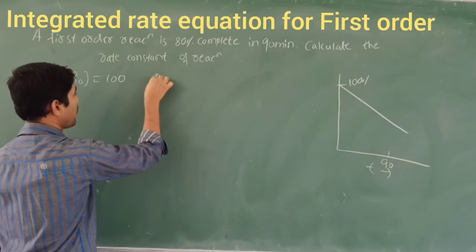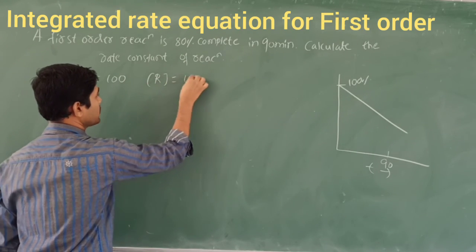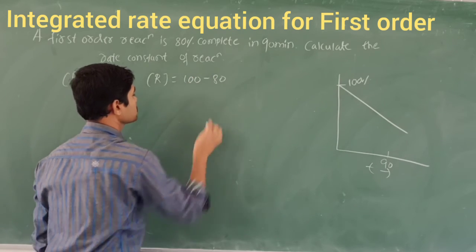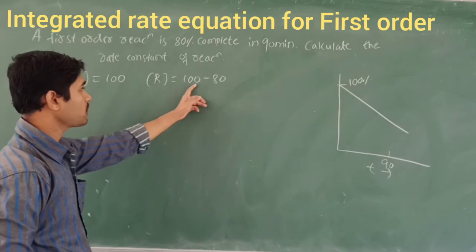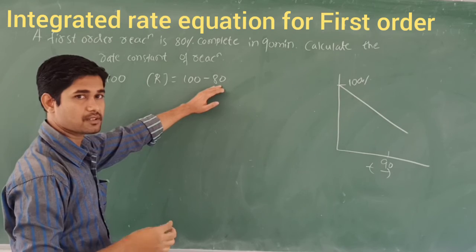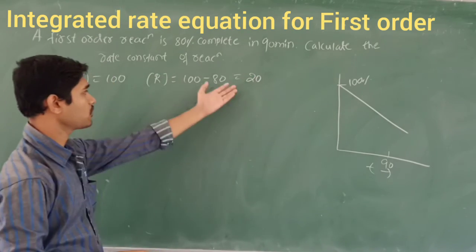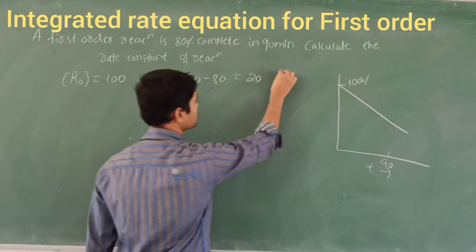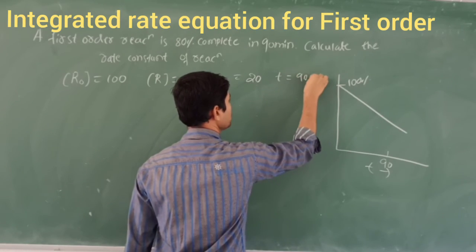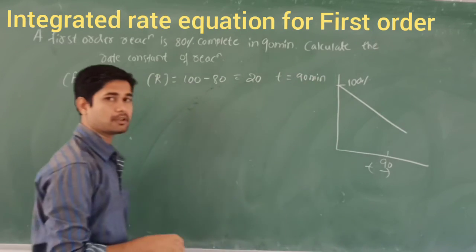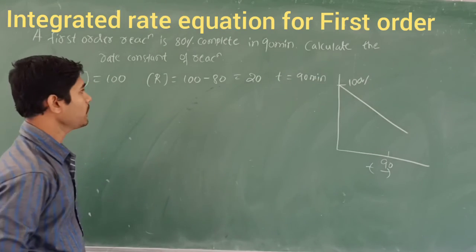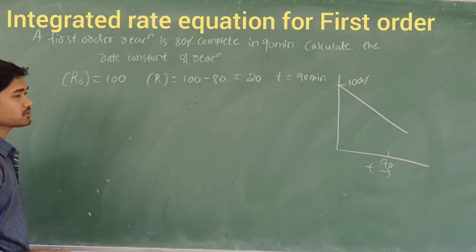So R is equal to 100 minus 80. Initially it was 100, and after 90 minutes 80% was completed. What is the remaining percentage of the reactant? That is 20 here, and the time given is 90 minutes. We should keep the terms in minutes only. So let's find out the rate constant of the reaction.